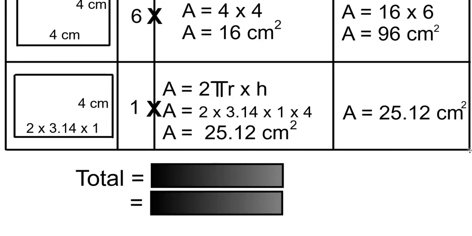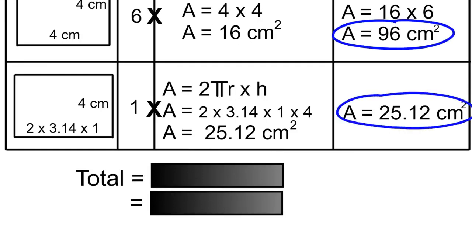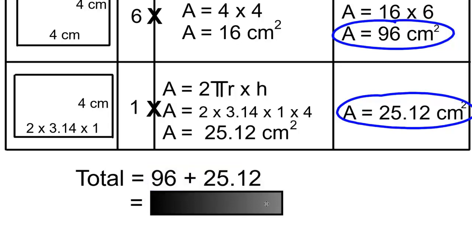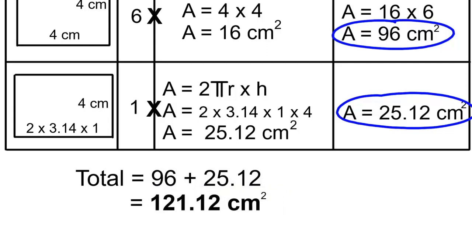And the last step will be adding the two totals together. 96 centimeters squared plus the 25.12 centimeters squared, which gives us a final total of 121.12 centimeters squared.